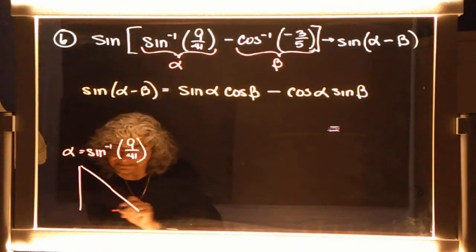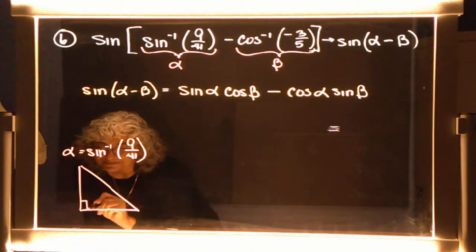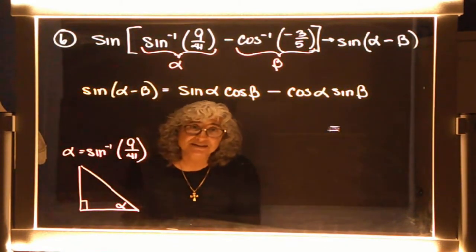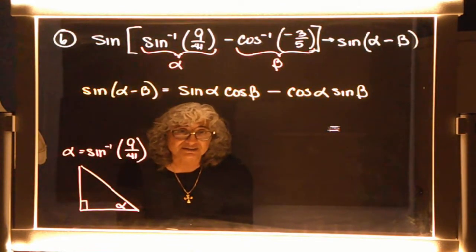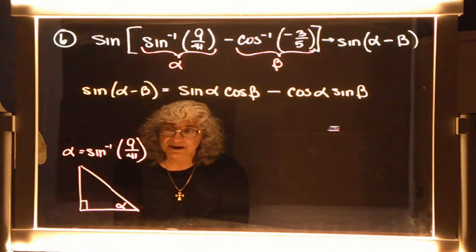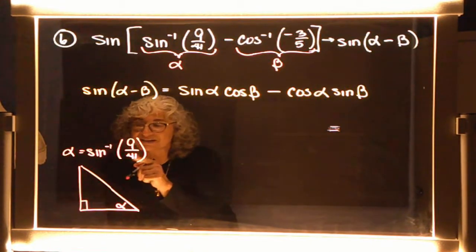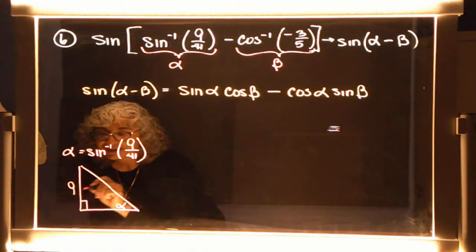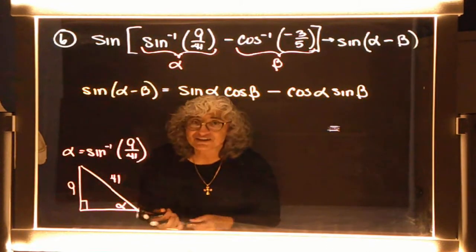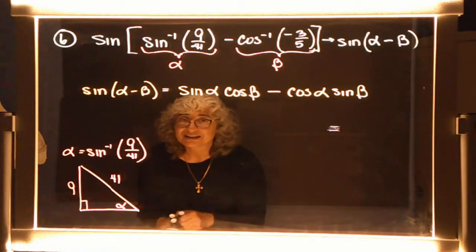So I'm going to put alpha here, and it doesn't matter if you put alpha up top. What matters is you label it correctly. So sine is opposite over hypotenuse. According to this, the opposite side of alpha is 9 and my hypotenuse is 41. And I have got to find this unknown side now, right?